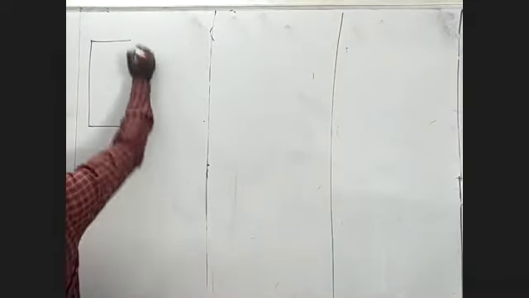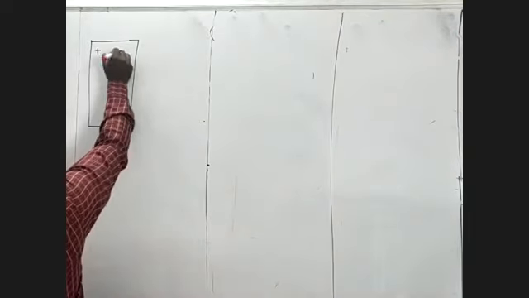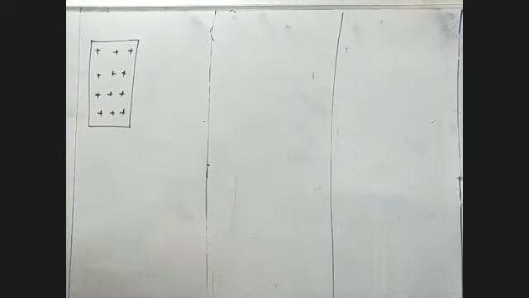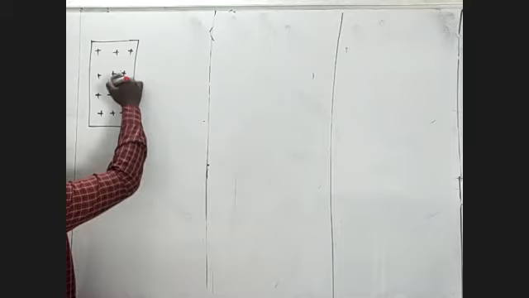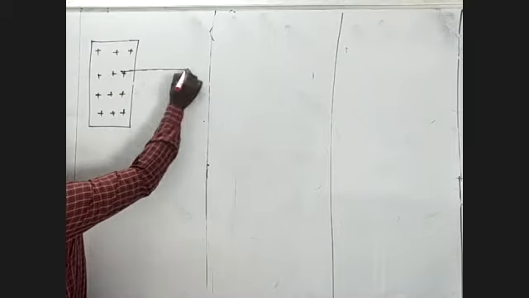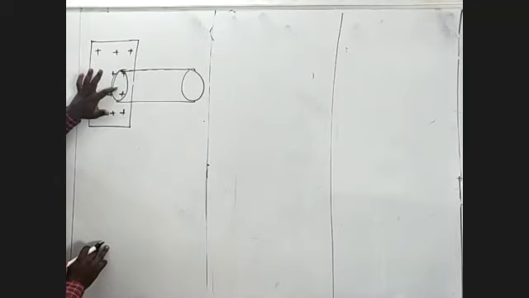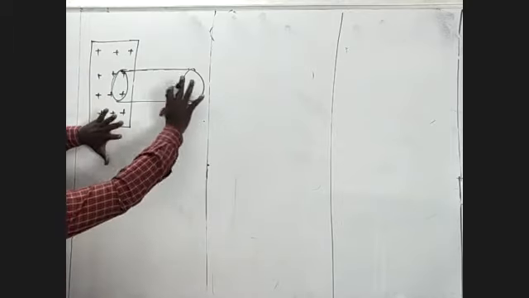Next model: the conducting sheet. In this conducting sheet, positive charge is distributed only on the outer surface. So we have to first construct the Gaussian surface. What is the Gaussian surface? It is cylindrical. This Gaussian surface is partly inside the conductor and partly outside the conductor.